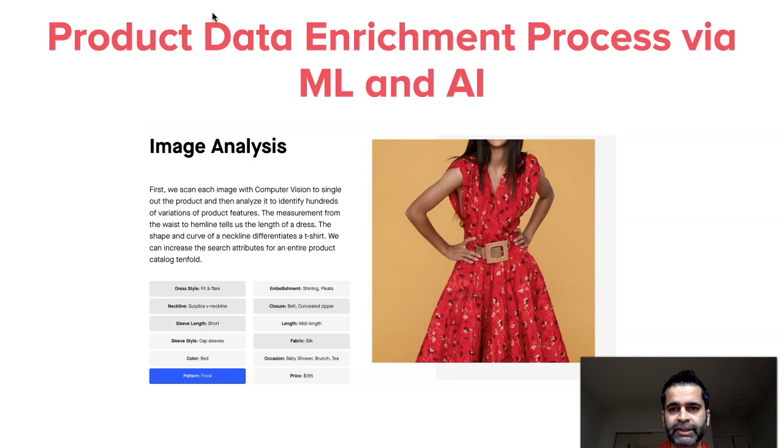First one is image analysis. The tool or the technology will look at the image and analyze it. For example, it will scan the image with computer vision to single out the product and then analyze it to identify hundreds of variations of the product features. For example, it will analyze the neckline, the sleeve length, the style, the color, the pattern, the fabric, the length, the closure, and so on, and it will enrich your data automatically.